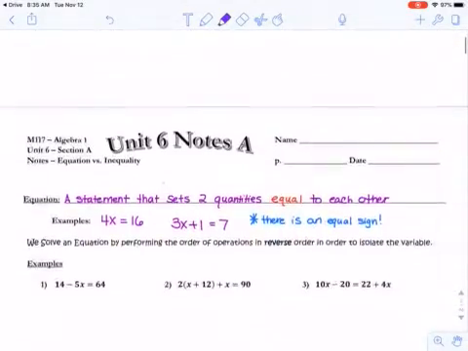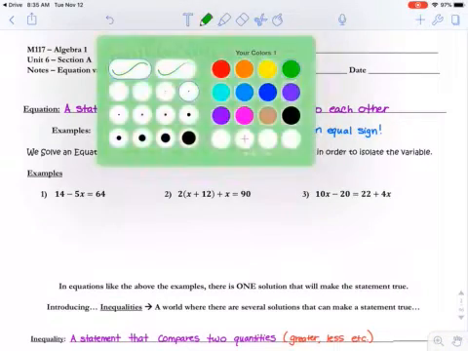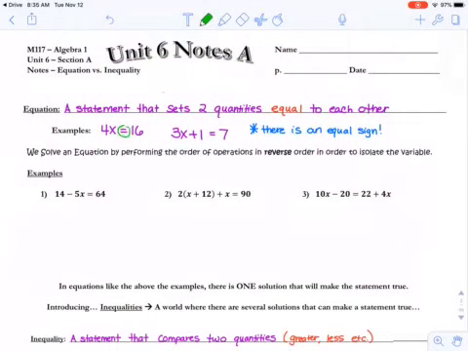Here we are, notes A. So I already wrote in some of these definitions for you, and you can pause the video and write this into your own notes. But what we're going to do to start is compare an equation to an inequality. An equation is a statement that sets 2 quantities equal to each other. So the biggest thing with an equation is the equal sign. Here's an equal sign, here's an equal sign. Those are examples, and they're called an equation because the 2 quantities are equal.